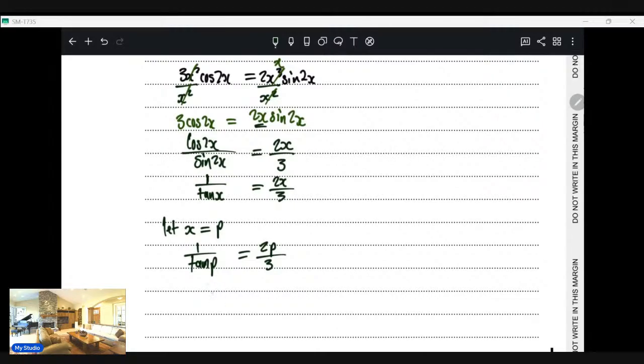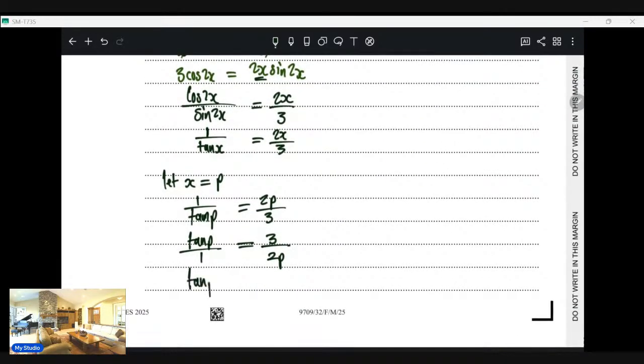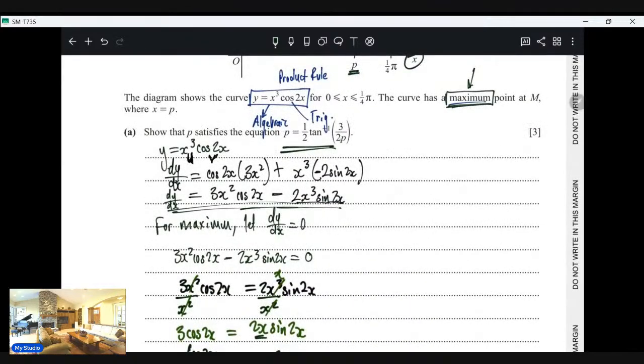So what would we do if we want to make it the subject? We say tan p over 1. We flip this side, which means we also have to flip the other side. It's 3 over 2p. Tan p over 1 is just tan p, and this is equal to 3 over 2p. The reason we knew we were removing tan is the tan inverse. So now you have p equal to tan inverse of 3 over 2p. Can you see that? And they said show that it is half tan inverse of 3 over 2p.